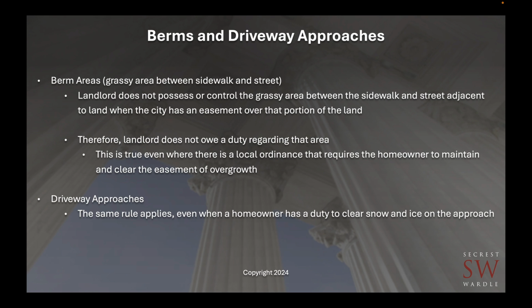That grassy area between a sidewalk and the street, and that can be an area that the landlord does not owe a duty to maintain if a municipality or city has an easement over that area. When it comes to driveway approaches, the same rule applies.